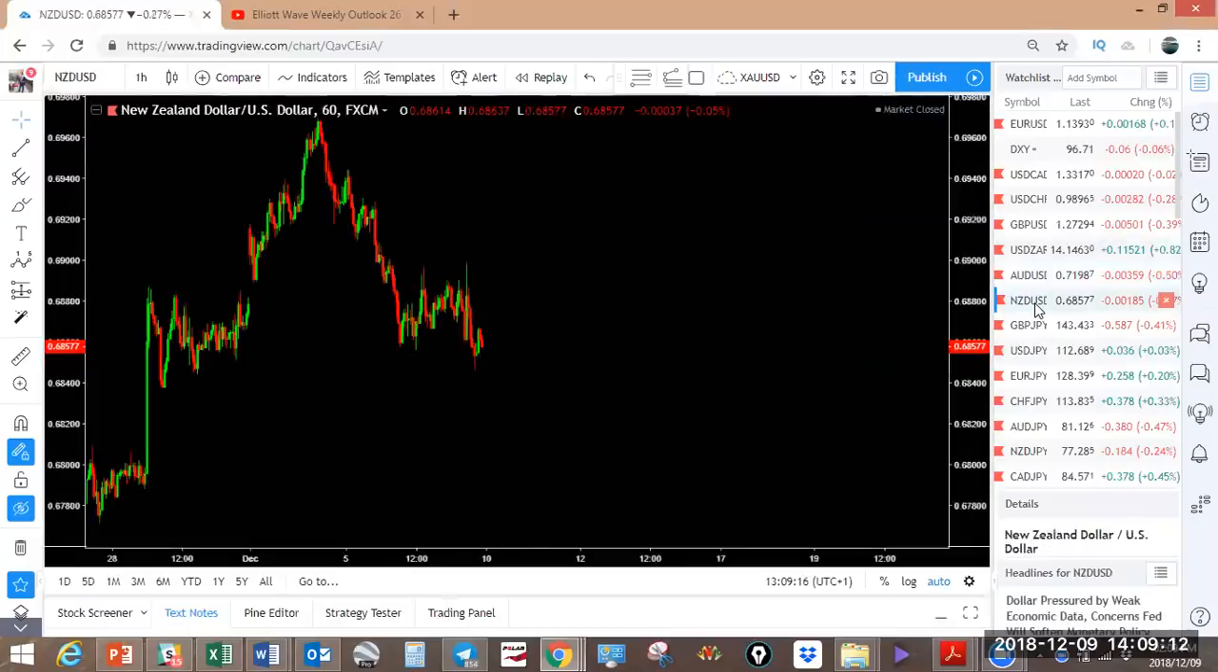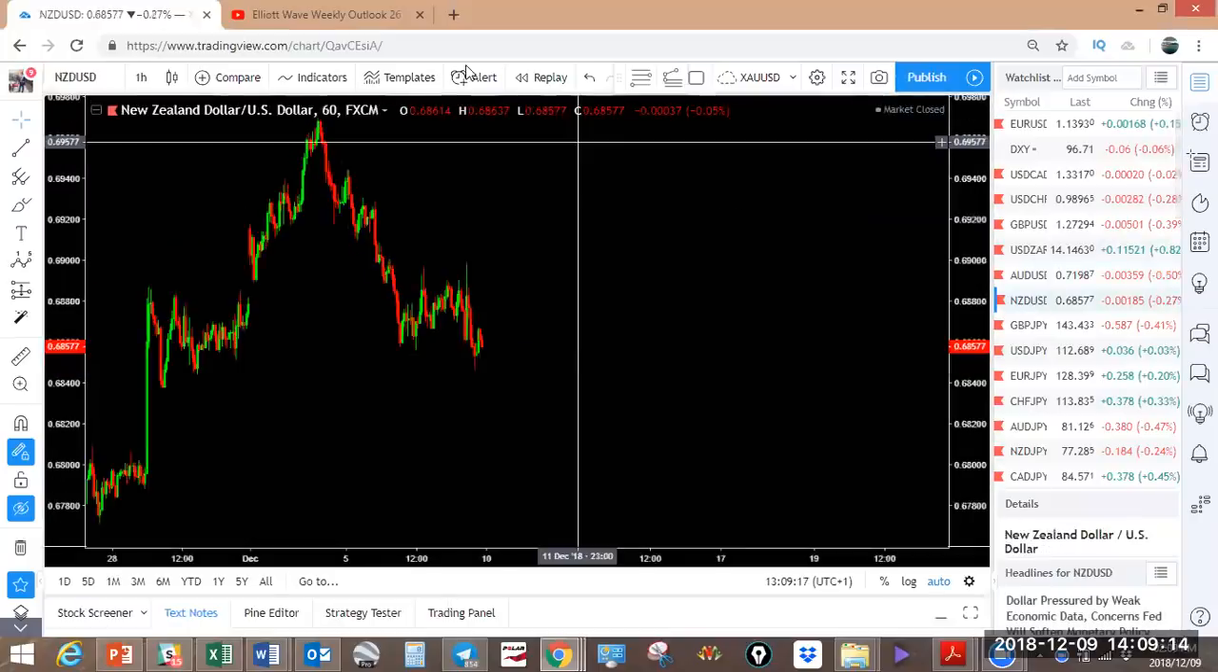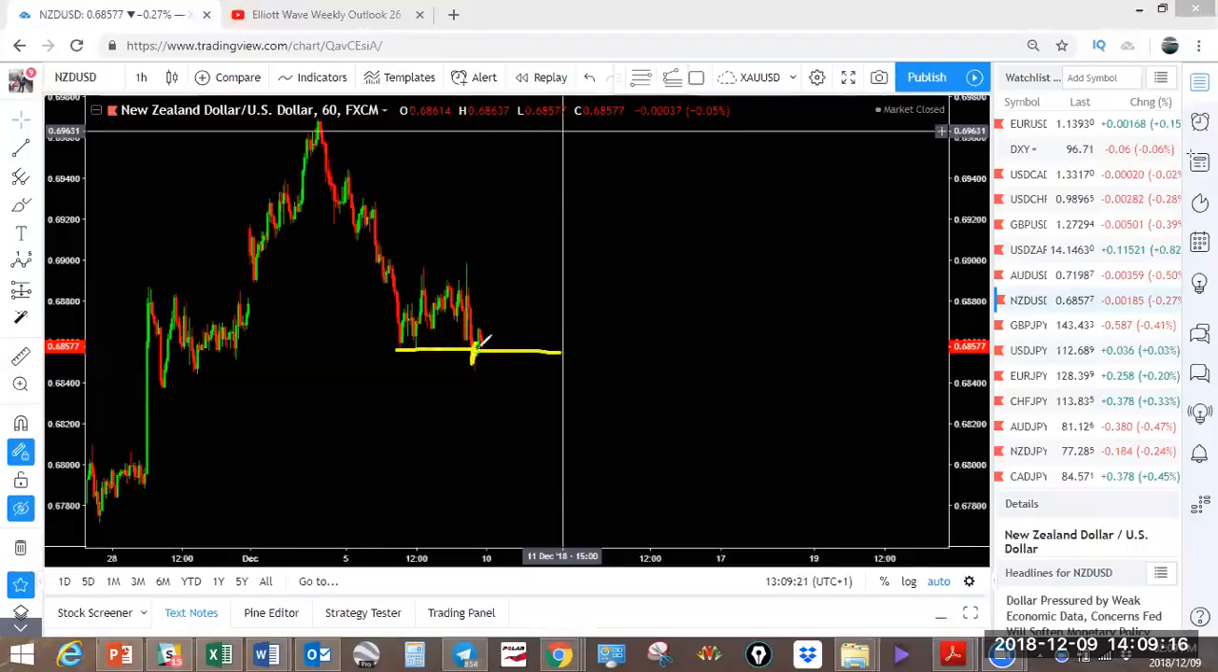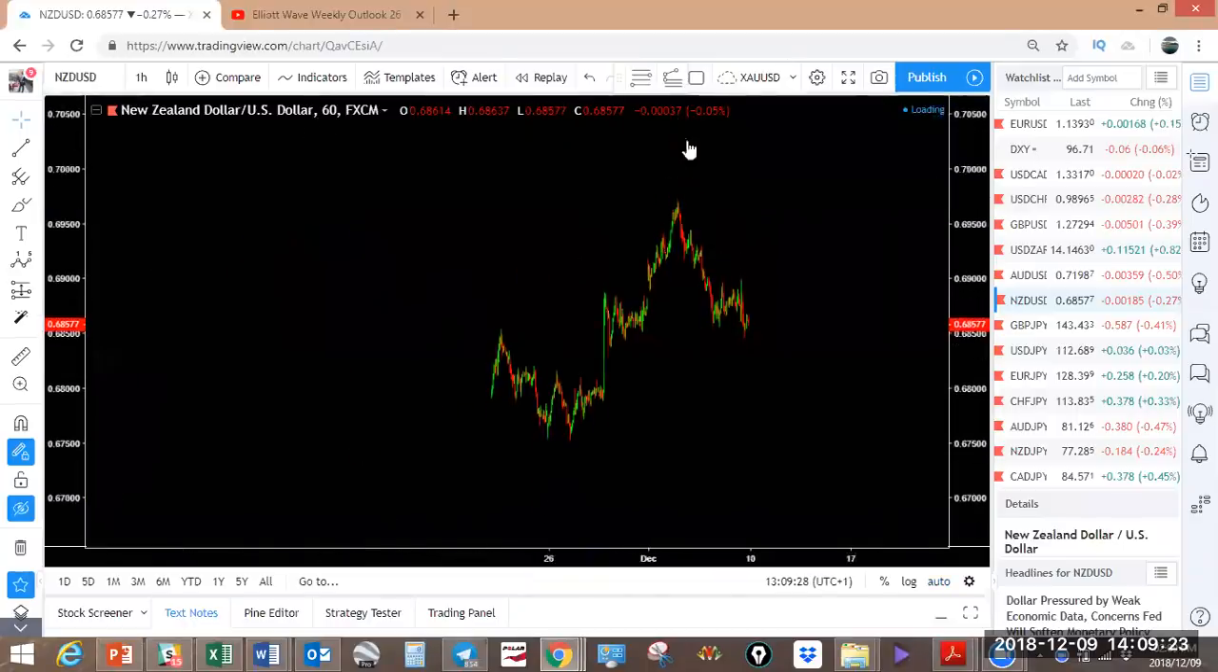New Zealand US dollar, same, but this one looks like it has already broken this level. A correction here means we're continuing with the move to the downside. Also made what looked like a pulsing move to the upside. Let's go 4 hour.